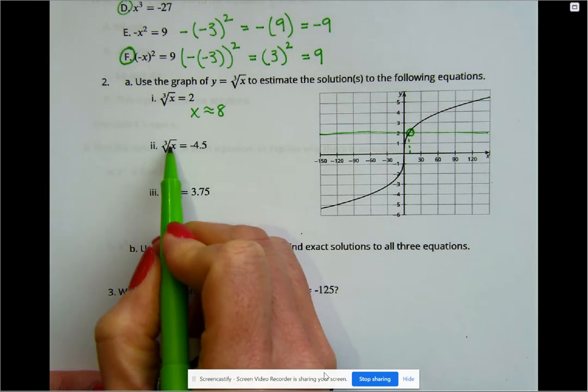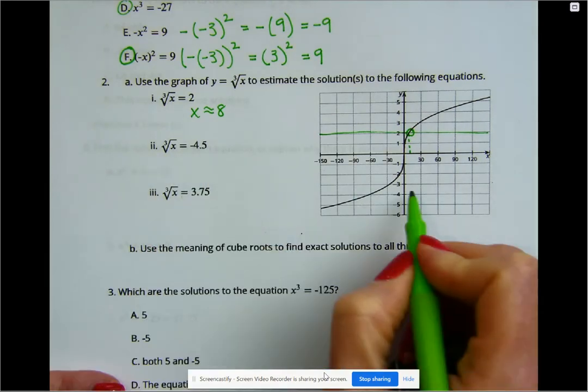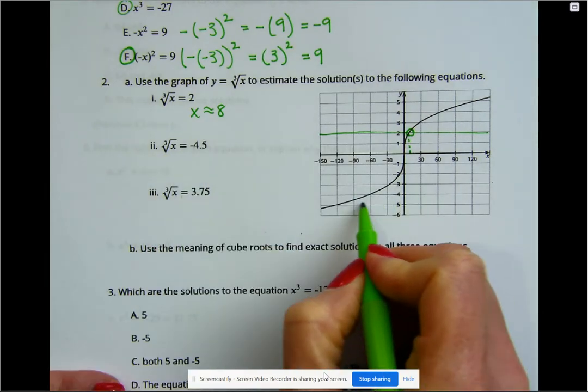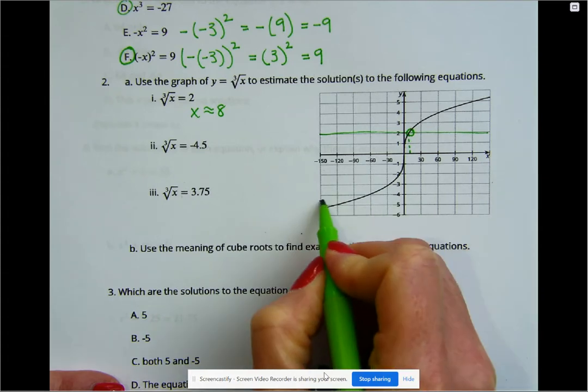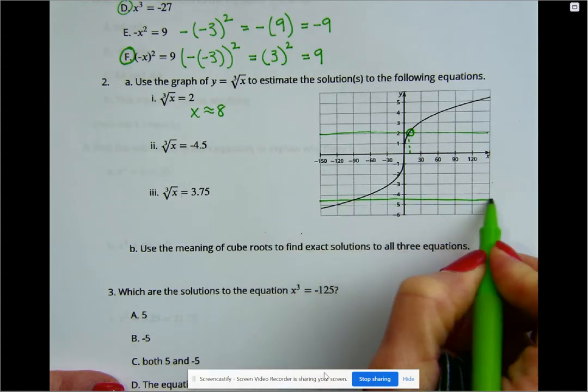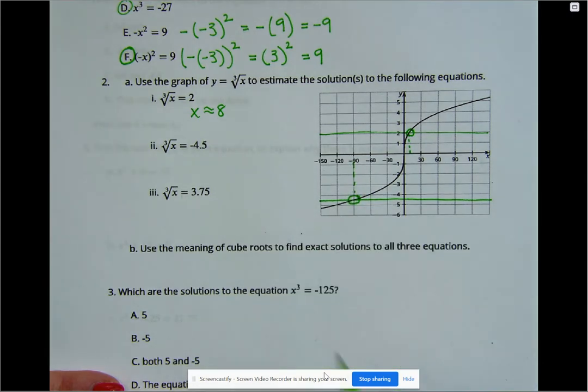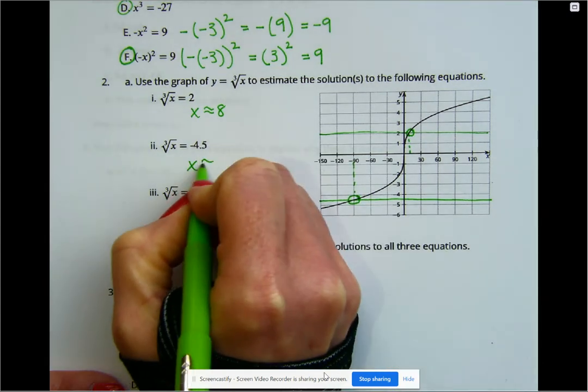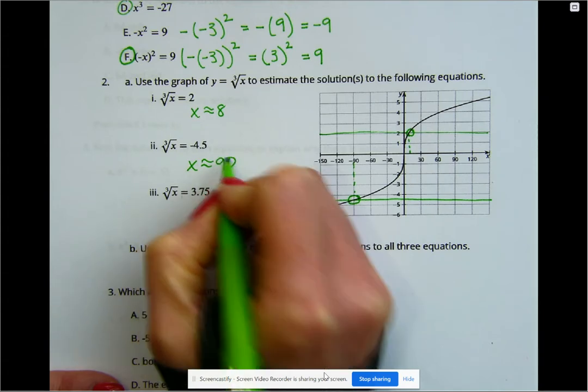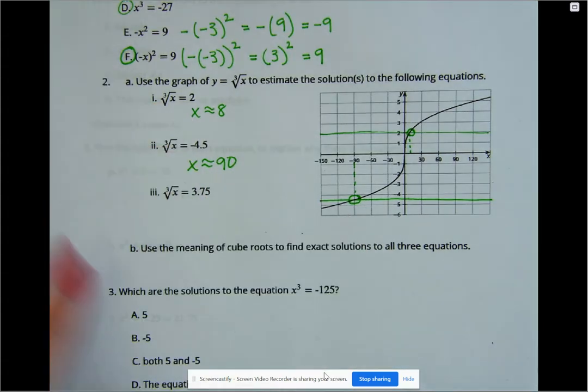Next, the cubed root of x equals -4.5. So -4.5, that's like halfway through here. That lands right there at -90 for x. Again, because I'm using the graph to estimate, that's why I'm using the about symbols. We're going to actually find the solutions in part B.